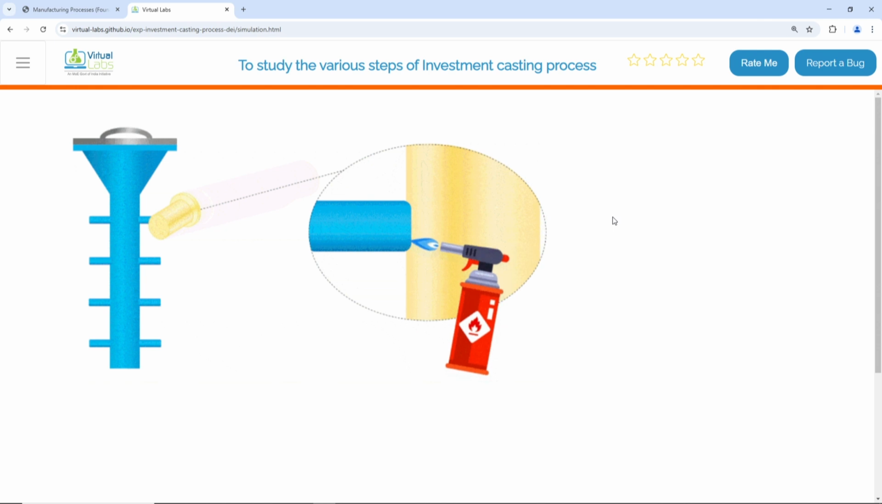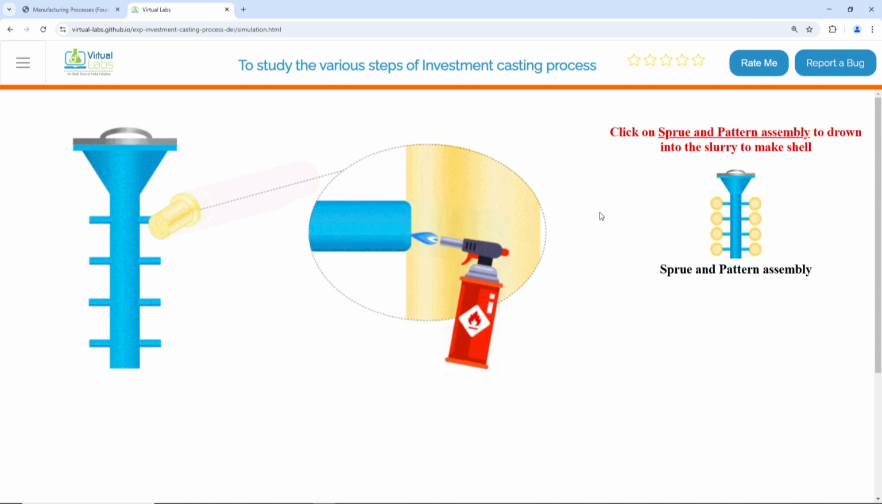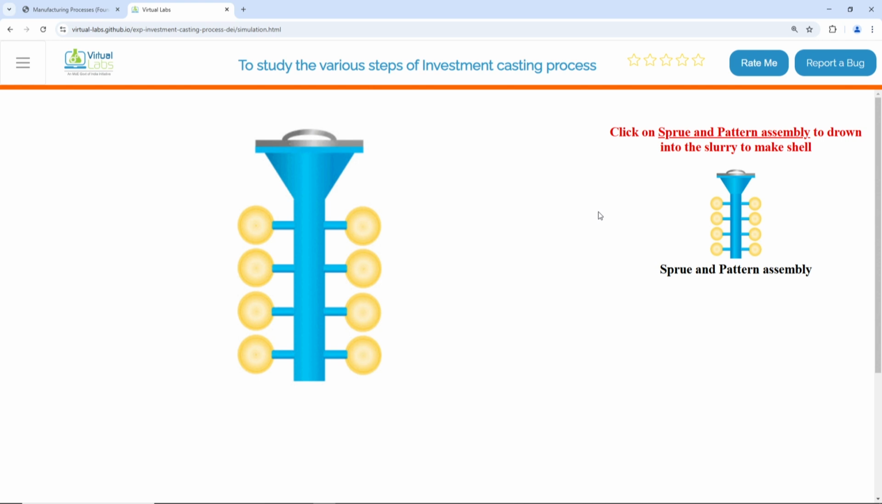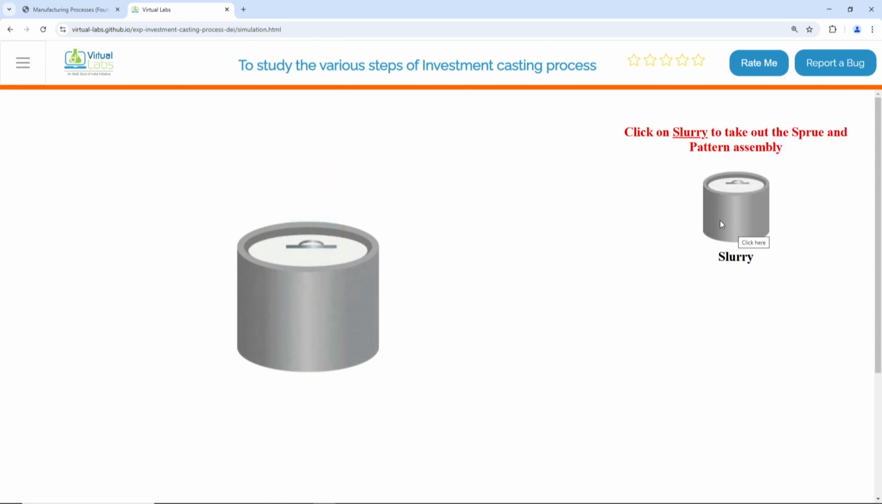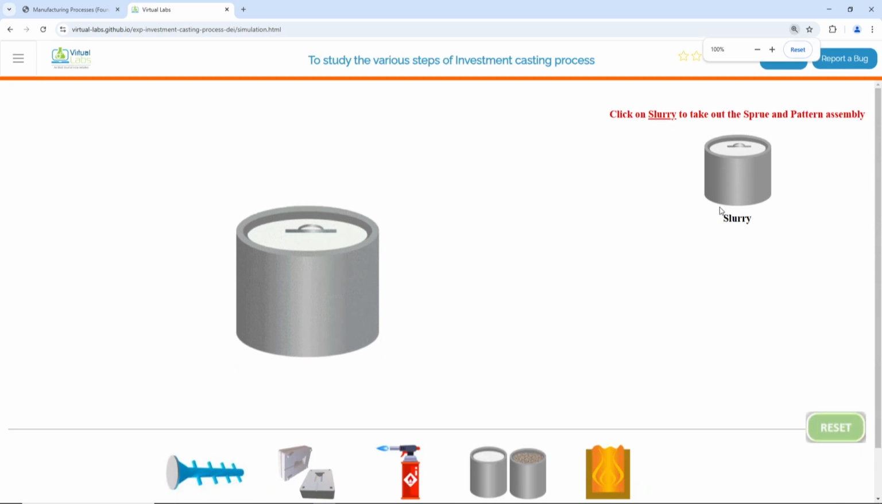So, let me see the patterns, how would it look like. The patterns are now here and it is welded or locked using the hot flame. Click on sprue and pattern assembly to be drawn into slurry to make a shell. I click on the sprue and we will put it here in a flask, and this is slurry that is ready. Click on slurry to take out sprue and pattern assembly. If I zoom it in, you can see everything is shown here, things that are used.